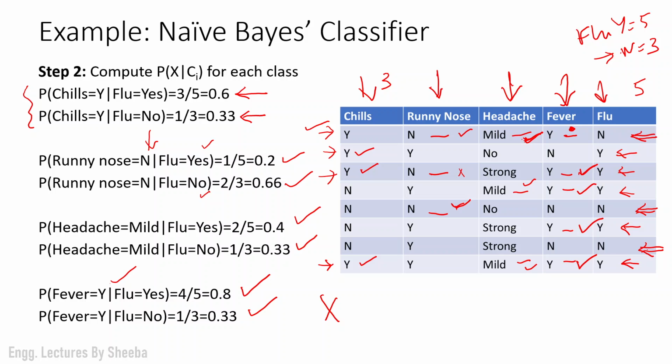Now in the next step, what we have to do is multiply. So for yes, this is flu yes, this is flu yes, this is flu yes. Similarly, this one is no. This is the probability for flu no, this is the probability for flu no. So you got the probability for both the cases.